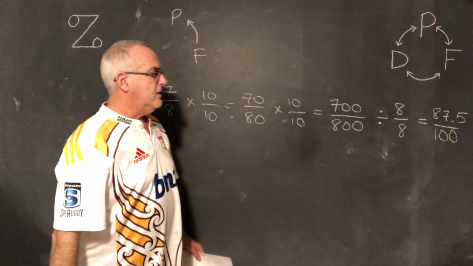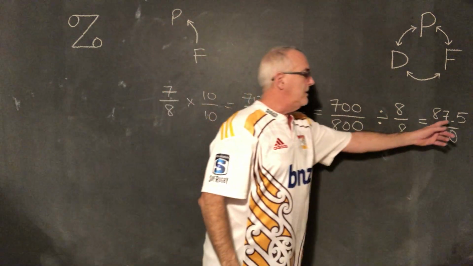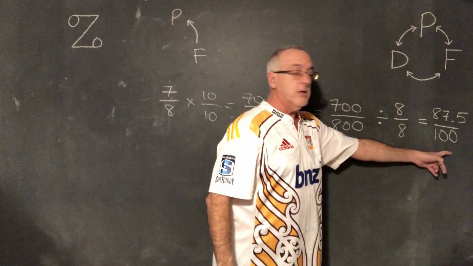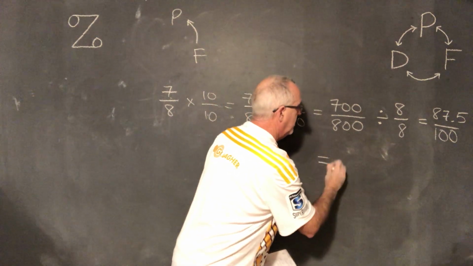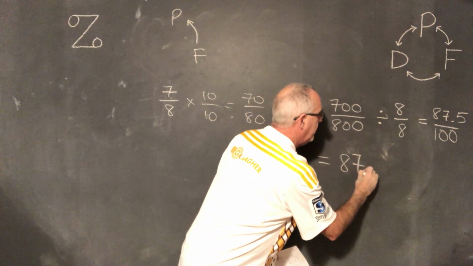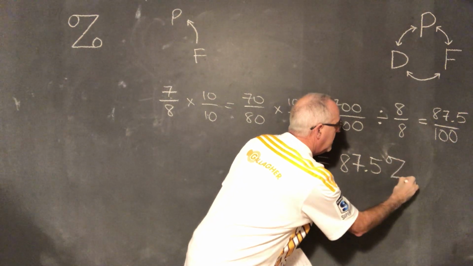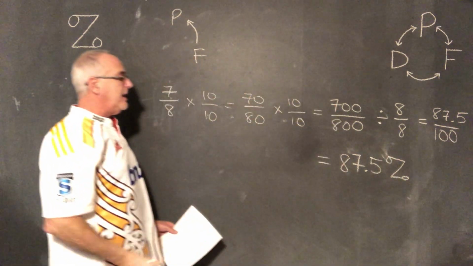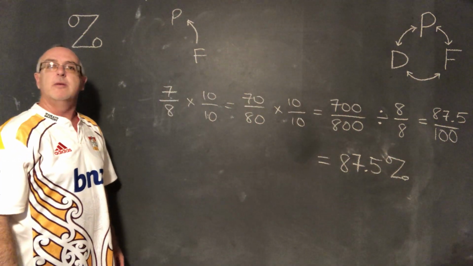Why do I want to do this? Because, even though there's a decimal in it, now that I know it's a fraction over 100, I can convert it into a percentage. 87.5% actually is my answer. 7/8 is equal to 87.5%.